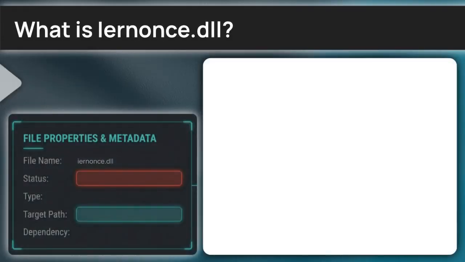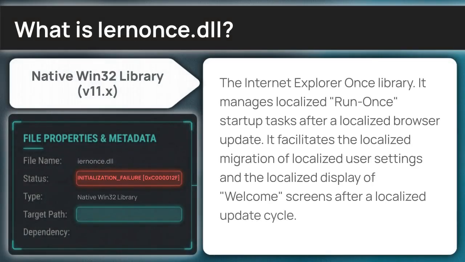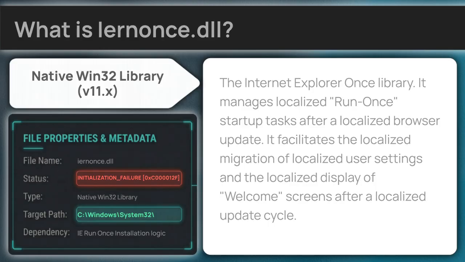This is the Iernonce library, the Internet Explorer once library. It manages localized run-once startup tasks after a localized browser update. It facilitates the localized migration of localized user settings and the localized display of welcome screens after a localized update cycle. Since we've covered what this file is, let's move to the primary fix.